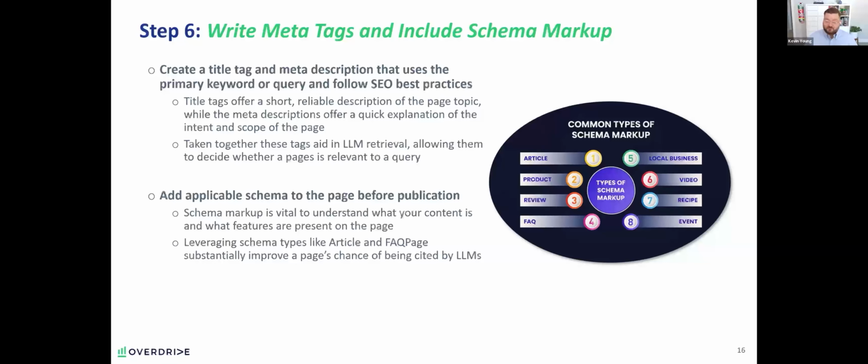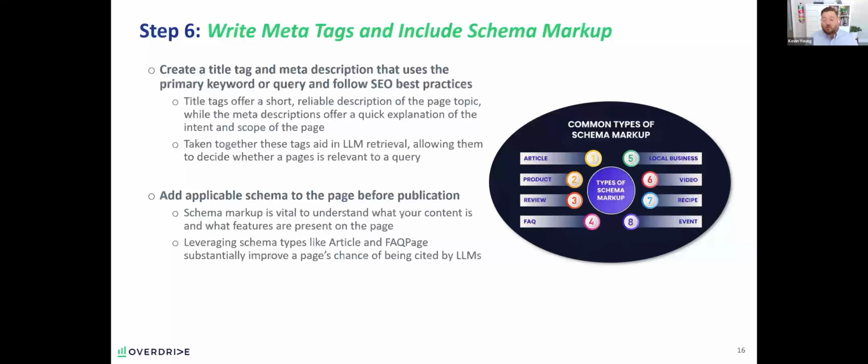And another thing that is, if not equally important, even more important in AI optimization than it is for SEO is schema markup. We absolutely have to add applicable schema types to these pages before publication. It's really no longer something that's optional. Schema markup is vital for these LLMs to understand what your content is and what features are actually present on that page. And we've seen that leveraging schema types like article or FAQ page schema substantially improves a page's chance of being cited by these LLMs.